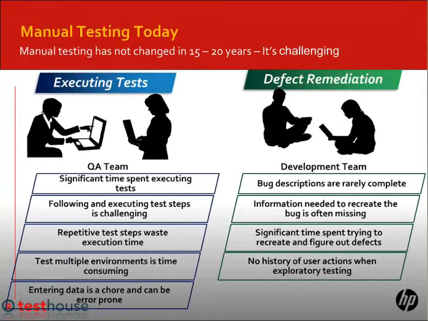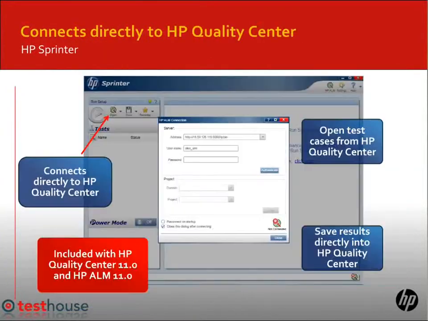we created Sprinter, which is essentially an evolution of the manual runner. Sprinter itself is fully integrated into Quality Center. So it will directly connect to Quality Center, to the project, with all your tests in there. Then you can choose which tests you want to run, and after the test run finishes, it will save the test results back into Quality Center as well and make them available to anybody in there or for reporting purposes.